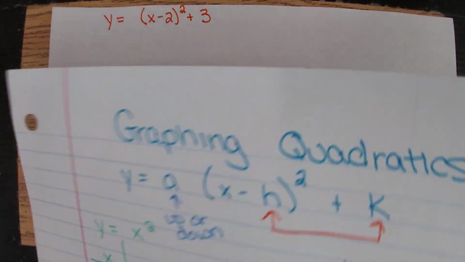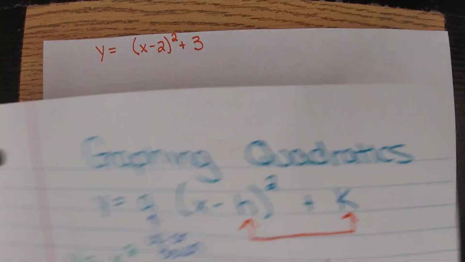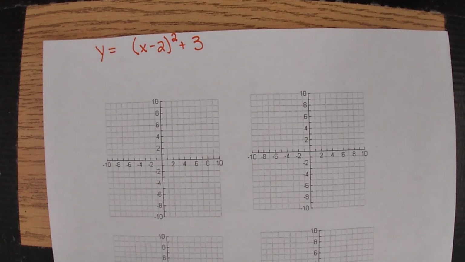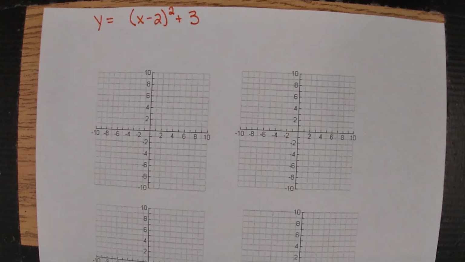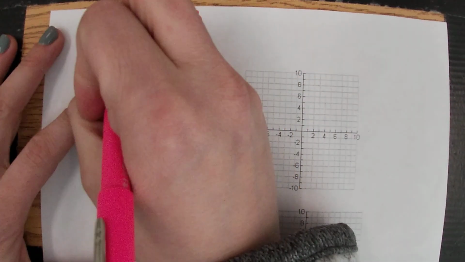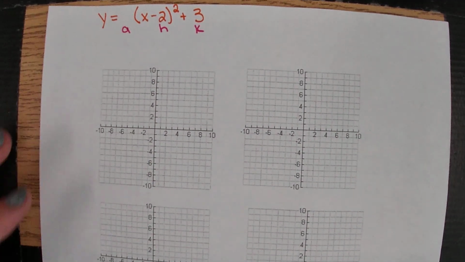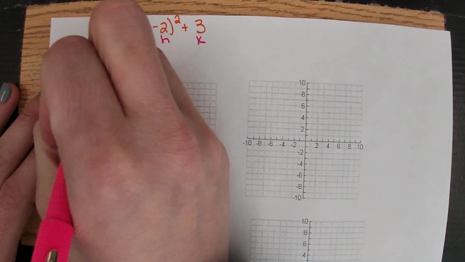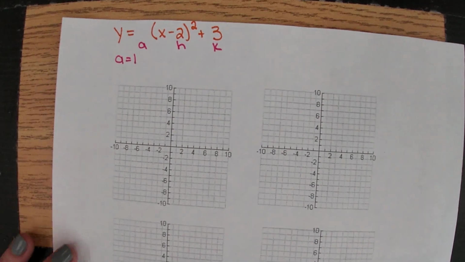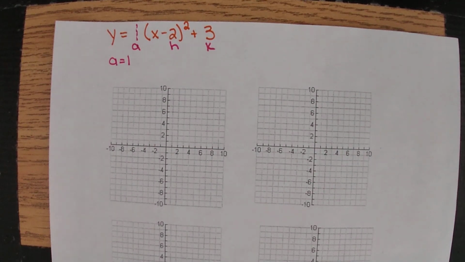Okay, so we sort of identified the 3 pieces that were useful, the a, the h, and the k. So if we look at this equation, let's see if we can find the pieces. Okay, so we have a, we have h, we have k. So a is the number in front of the parentheses. So in this situation, a is going to equal 1, right? We don't see a number there at all, so it's 1. And in fact, everything we're looking at today is either going to have an a of positive 1 or an a of negative 1.